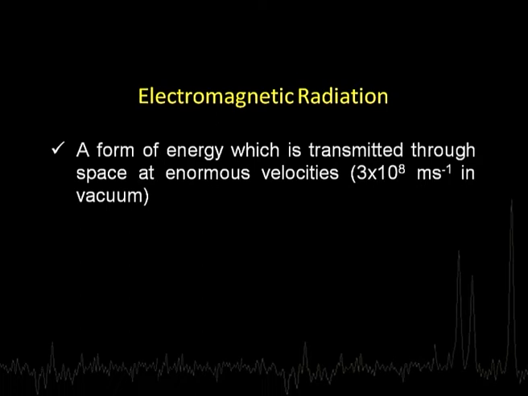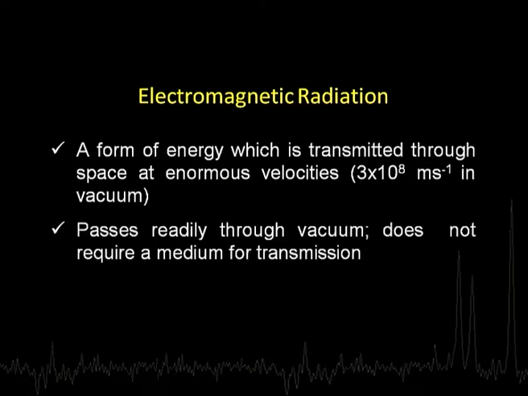Okay. Now, since it is the study of interaction of radiation and matter, we need to know what is radiation and what is matter. So, we will start by trying to recall what we understand by EM radiation. You will recall that electromagnetic radiation, or EM radiation as it is called, is basically a form of energy which is transmitted through space at very large velocities, 3 into 10⁸ meters per second in vacuum. That is a fixed, constant velocity of light as it is. Now, this also passes very readily through the vacuum because we do not need a medium for the transmission of EM radiation. There are two important characteristics of that.